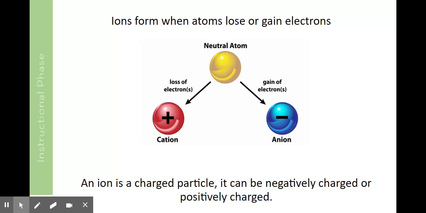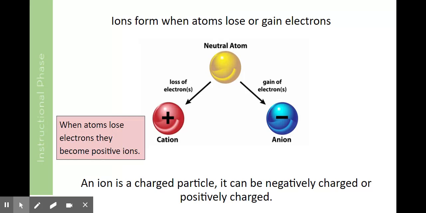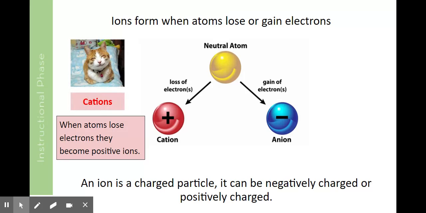Now, an ion is a charged particle. It can be negatively or positively charged, as we know, and that depends on whether it loses or gains electrons. So when atoms lose electrons, they become positive ions called cations. Cats are nice and furry and cuddly and they make people happy, so I remember them being positive, like paws. Or when you write cat, the t looks like a positive charge. So there's lots of ways of remembering that a cation is positive.